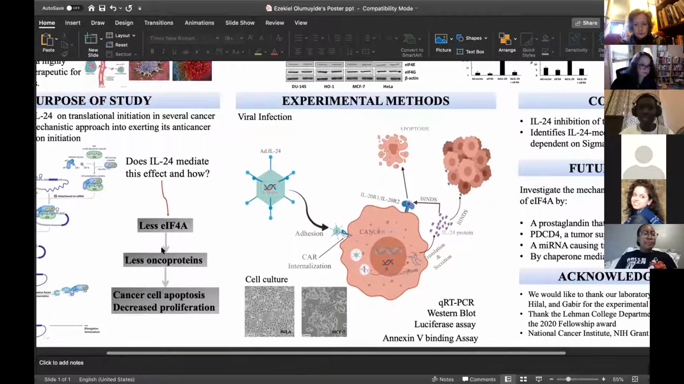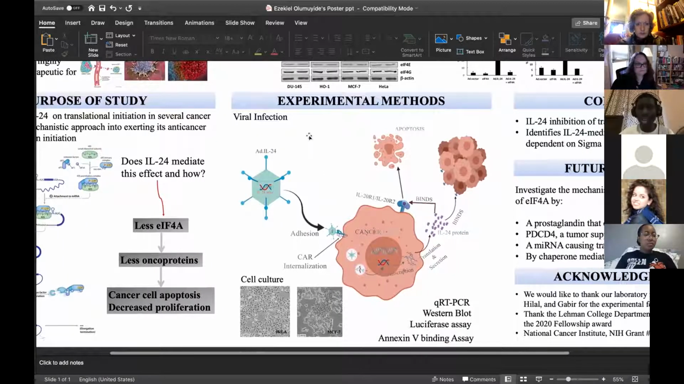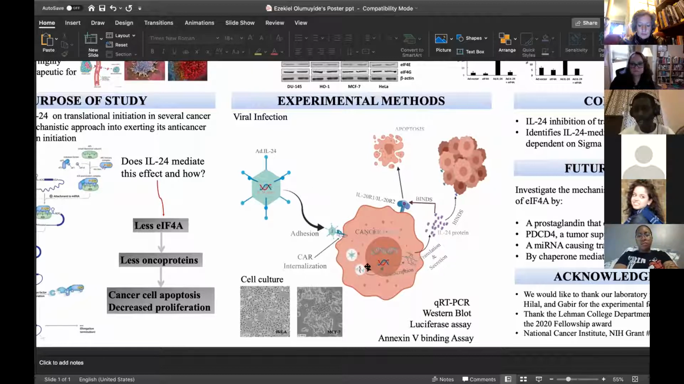So our experimental method was viral infection. We took a non-replicating virus, an adenovirus, which contains the interleukin 24 gene, and we infected it into the cancer cells. This virus then releases the interleukin 24 gene, which gets transcribed, translated, and also secreted. This secreted protein can bind to a receptor on top of the cell, or even in the ER of the cell, and also binds to other cancer cells and causes apoptosis.